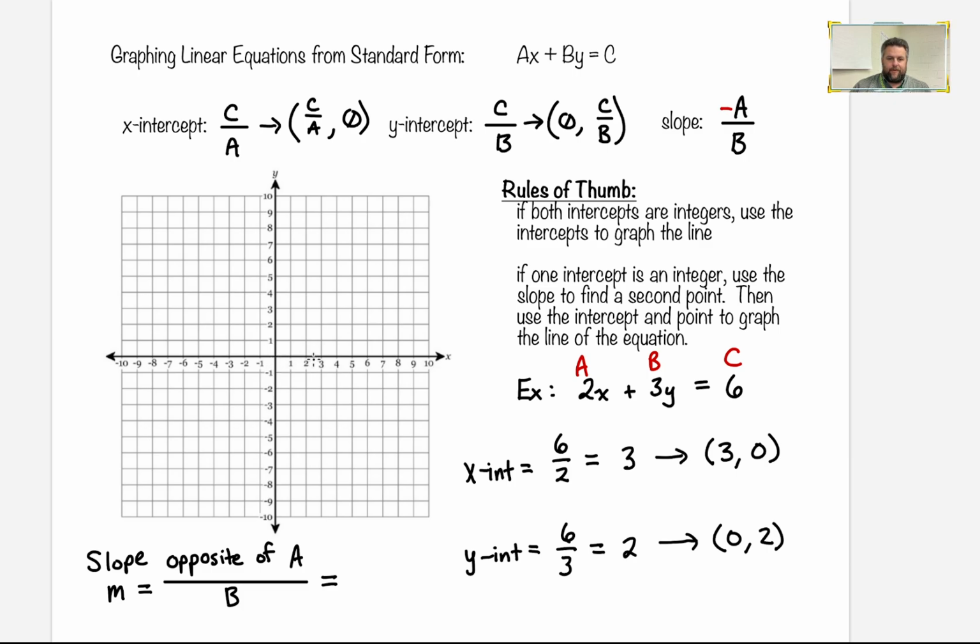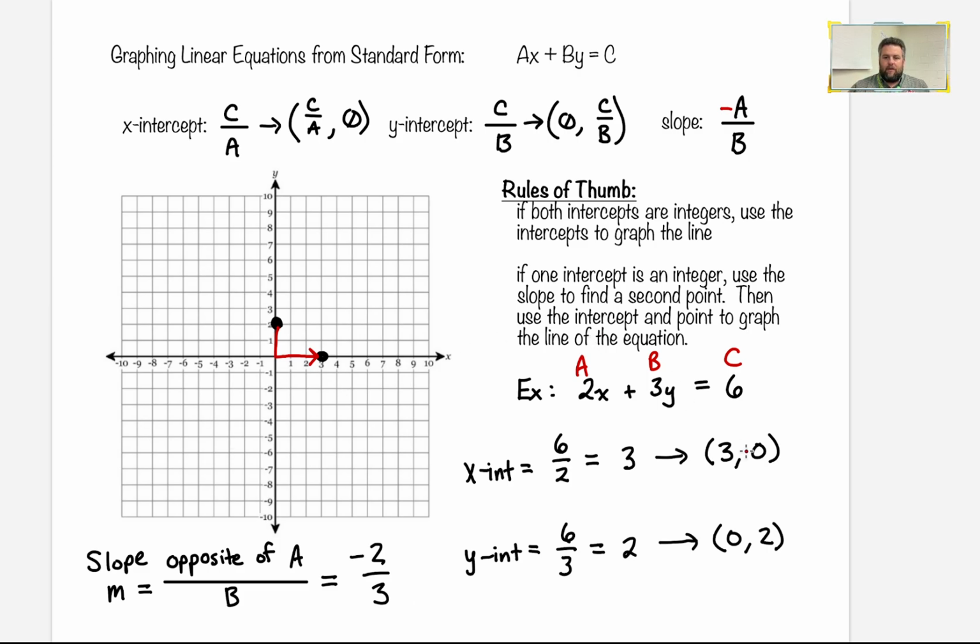So we have (3, 0) and we have (0, 2). Okay, looking at the points that I have placed on the graph, it shows that we have a negative slope. We could use the opposite of a. The opposite of a was negative 2. And then we put that over b. So the slope is negative 2 over 3. By using rise over run, we can confirm that. Down 2, right 3. That gives us our slope of negative 2 over 3.